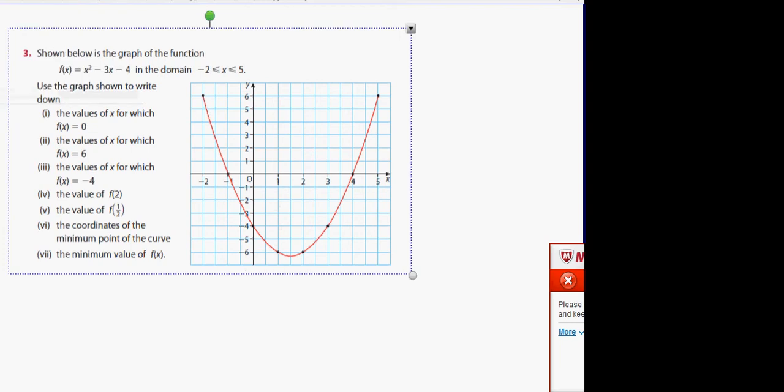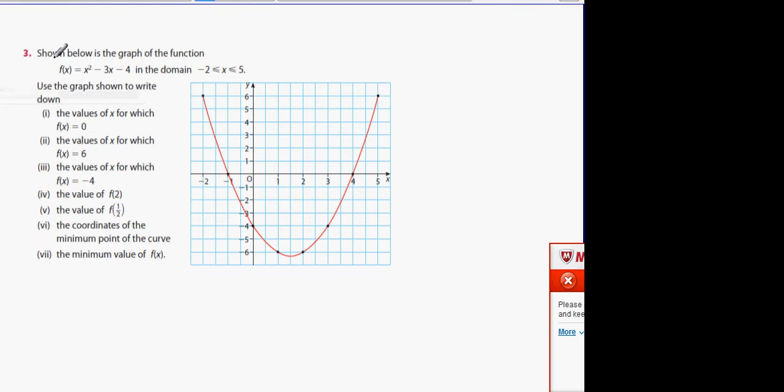Okay guys, so this is exercise 23.3, question 3. Shown below is a graph of the function x squared minus 3x minus 4 in the domain minus 2 less than or equal to x less than or equal to 5. So this is the same thing as what we did last time, where you put it into your calculator, then you draw all the points linking together and you get your U-shaped curve, okay? Use the graph to write down the values of x for which f of x equals 0.